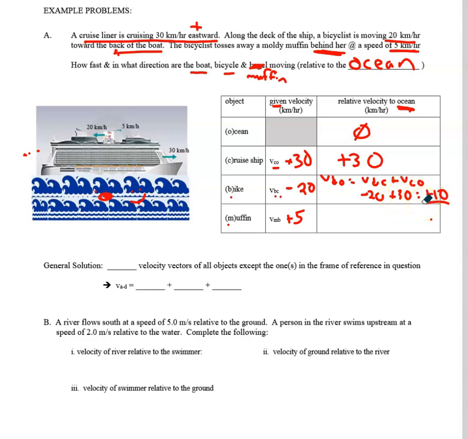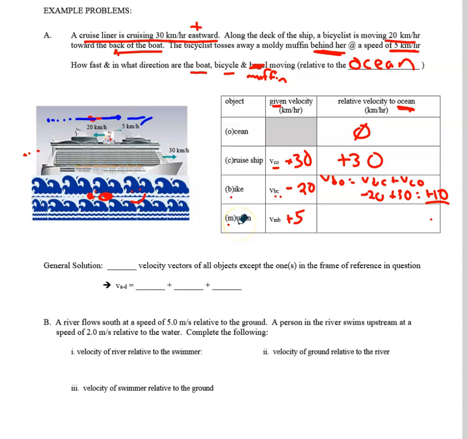The positive means eastward. So what that means is if I'm here, I don't see the bike moving this way 20. I see it moving this way 10 relative to me. Yes, I can tell that it's moving backwards on the boat, but relative to me, it's moving this way. And if the bike started here, eventually it's going to pass me, even though it's heading towards the back of the ship. That might be a little bit abstract, but try to work that out.